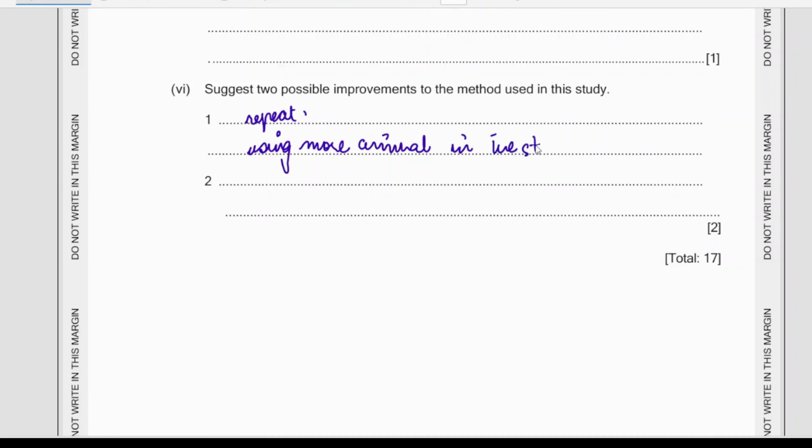Okay, the bigger the sample, the better. And all animals should be of the same age, same diet. Okay, let's finish it.